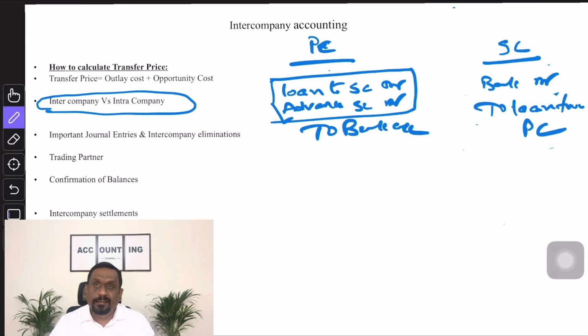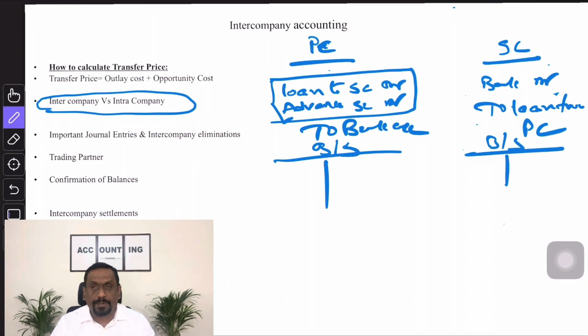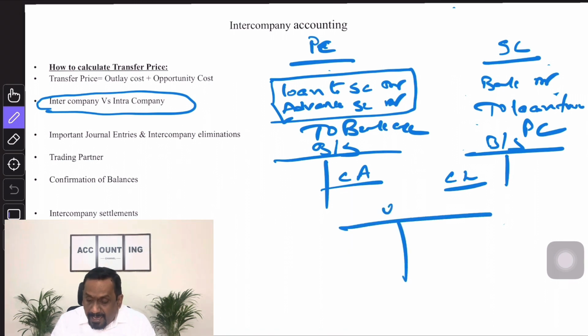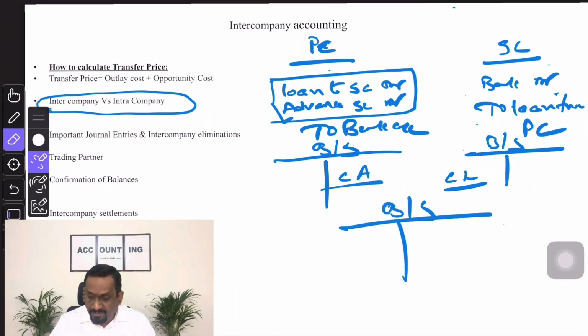Again, this is an elimination entry. Why? When I prepare my balance sheet in the parent company books and in the subsidiary company books, how will it be? Loan to subsidiary company is an asset for the parent company, right? In the parent company books, it will be shown under current assets. In the subsidiary company books, it will be shown as a liability, current liability. When I prepare a consolidated balance sheet, one will be shown as a liability, one as an asset. There is no impact on my balance sheet.